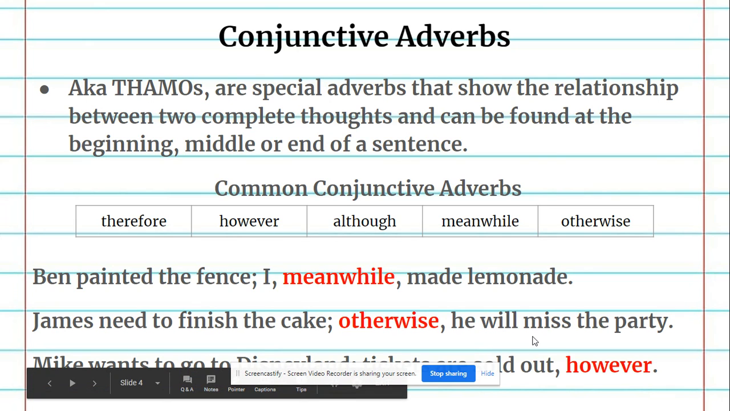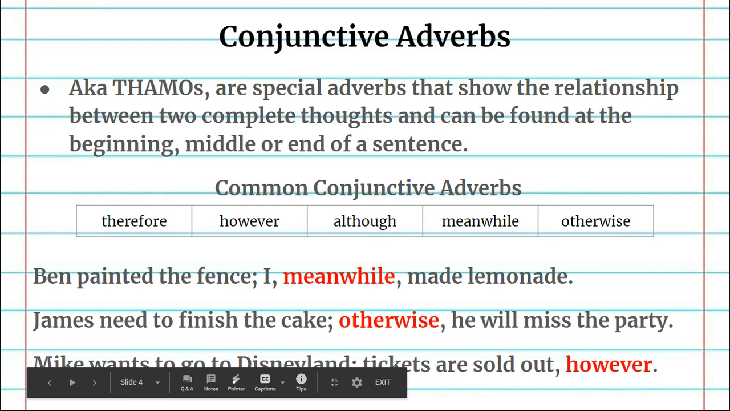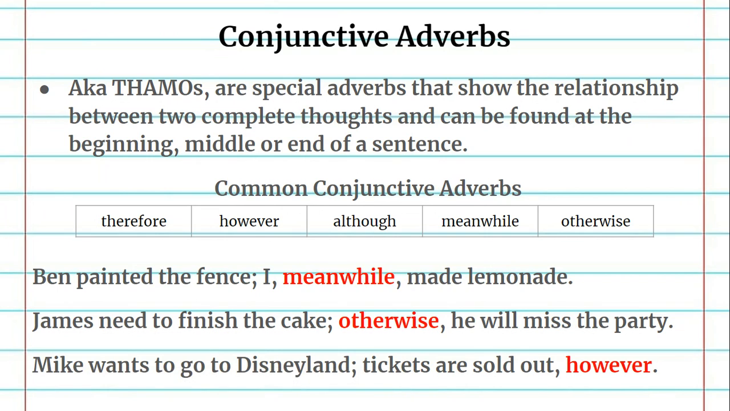In the last example, Mike wants to go to Disneyland; tickets are sold out, however. This shows you an example of how the conjunctive adverb can appear at the end of the sentence.